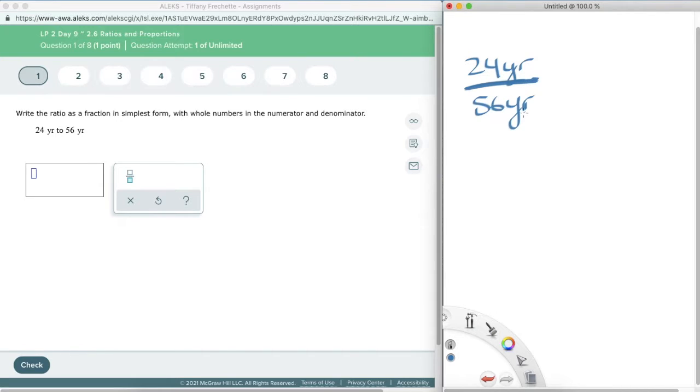"To" is another way of comparing with a fraction. So that means that we need that fraction bar there. Years are going to cancel off, year over year, and we're just going to compare the numbers now. So 24 over 56. Well, we want to simplify this as best we can. If you can identify the greatest common factor, that's definitely helpful.